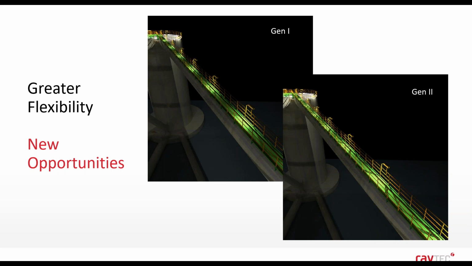But much like the corridor example previously, we can see on the image to the right with Gen 2, we're getting a much better uniformity of light than we are with Gen 1 without those optics present. So again, a good example of the type of opportunities which the new luminaire can open up.